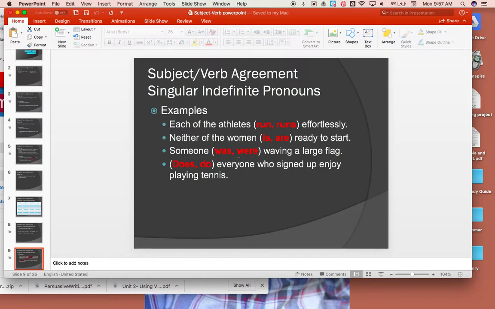It ends with S. Okay, this sentence, it should have a question mark here, but this is an inverted sentence. We see that the verb comes before the subject. Doesn't matter, it still has to agree. Everyone, well, there's that one again. That's singular, so I'm going to choose the verb with the S, does.